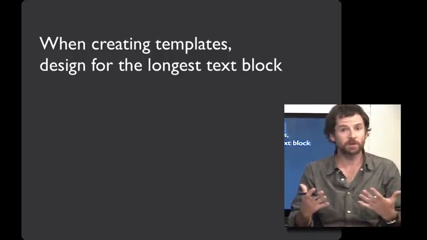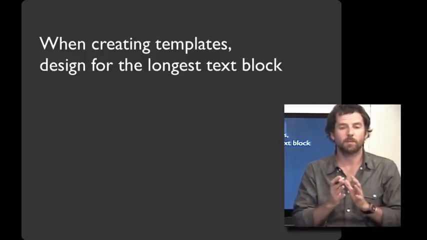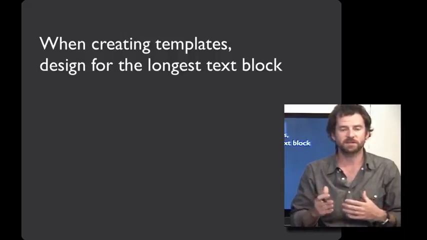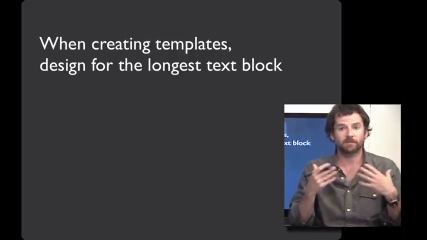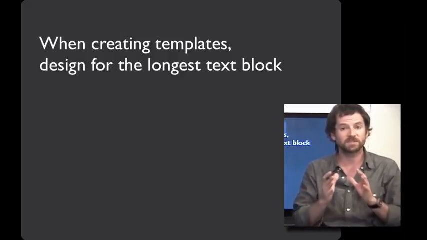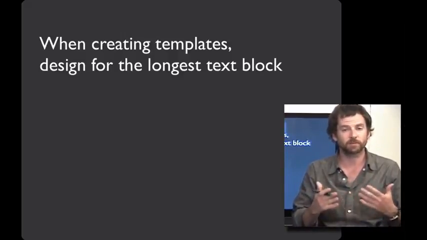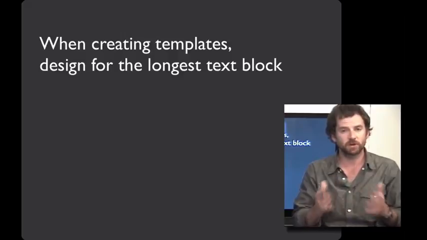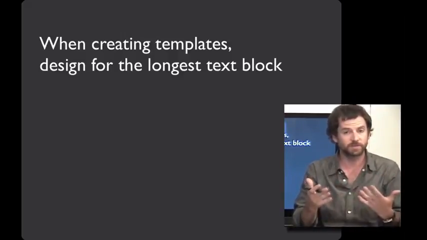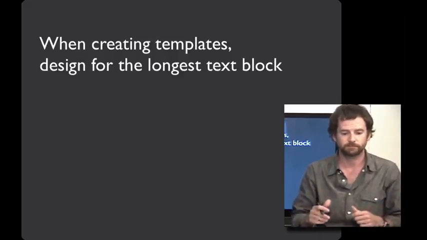One quick tip is when you're creating systems like this, make sure to work with the longest block of text first. It can be easy to design for a short title and then have a grid or alignment system that breaks down when you get to something longer. This is especially true if you're designing for multiple different languages. For example, German text often consumes a lot more real estate than English or Spanish or French text does.